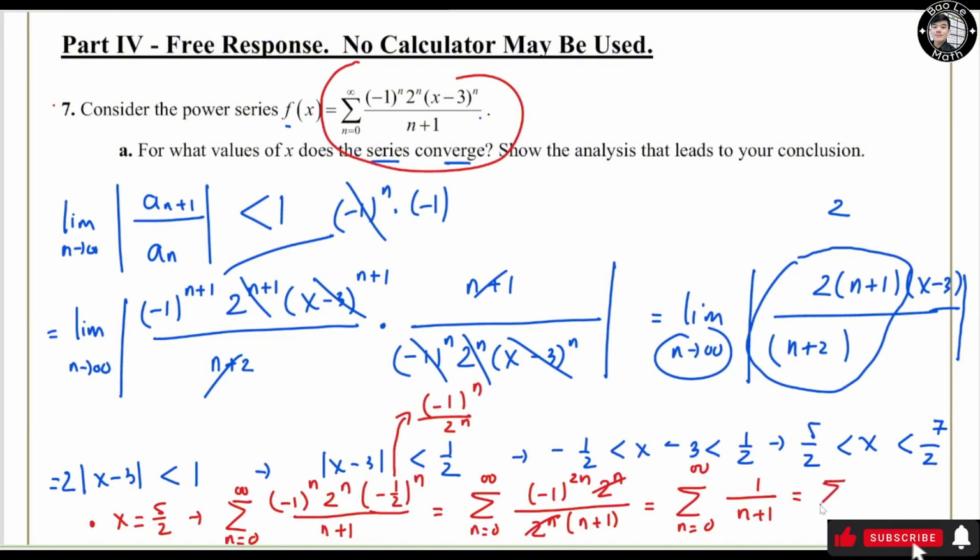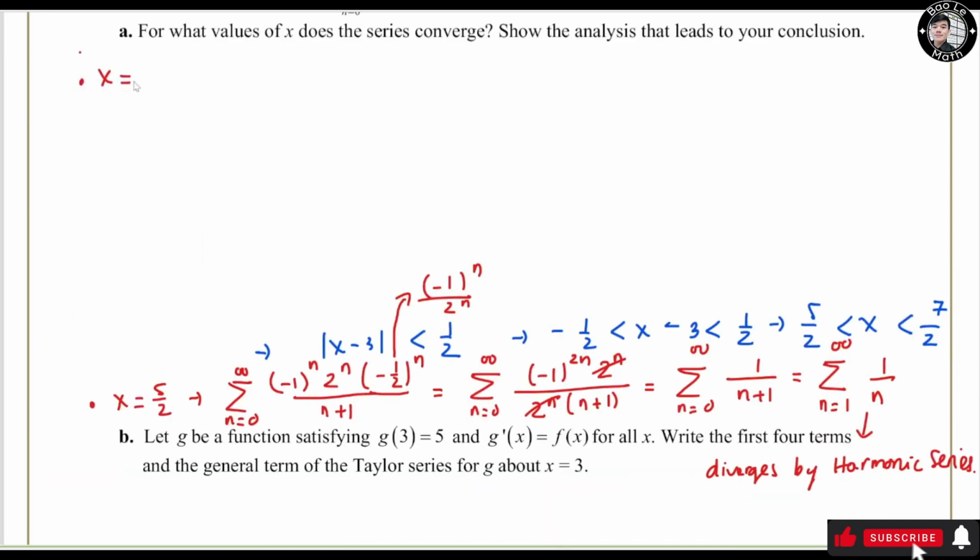So I just rewrite this series as n going from 1 to infinity. Does that mean this becomes 1 over n? And this is the harmonic series, and it's going to be divergent. Now if s equals 7 over 2.